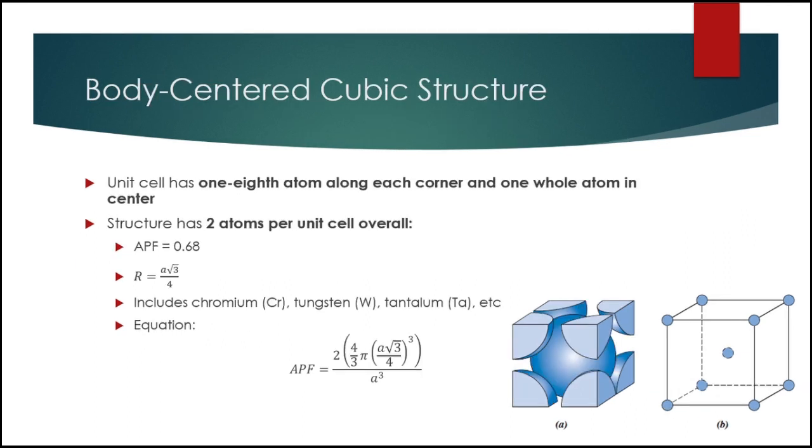The next structure is the body-centered cubic structure. This unit cell has only 1/8 atom along each corner, but it also has a whole atom within the center. That's why it has the name of the body-centered cubic structure. Overall, this has 2 atoms per unit cell with an APF of 0.68 and an atomic radius defined as being the unit cell edge length times √3 divided by 4. The structure is typically found in chromium, tungsten, tantalum, and other metals along those atomic radii, and the equation below is shown like this with the parameters previously mentioned.